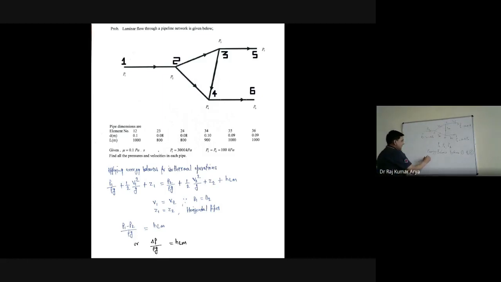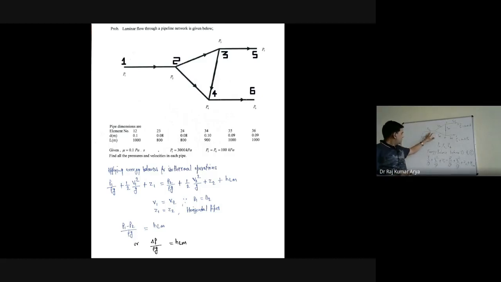So the energy equation: you will have P1 upon rho g, again the same equation, V1 square upon 2g, Z1, equals P2 upon rho g, then V2 square upon 2g, Z2, and plus a head loss. So this is your energy balance between point 1 and point 2.